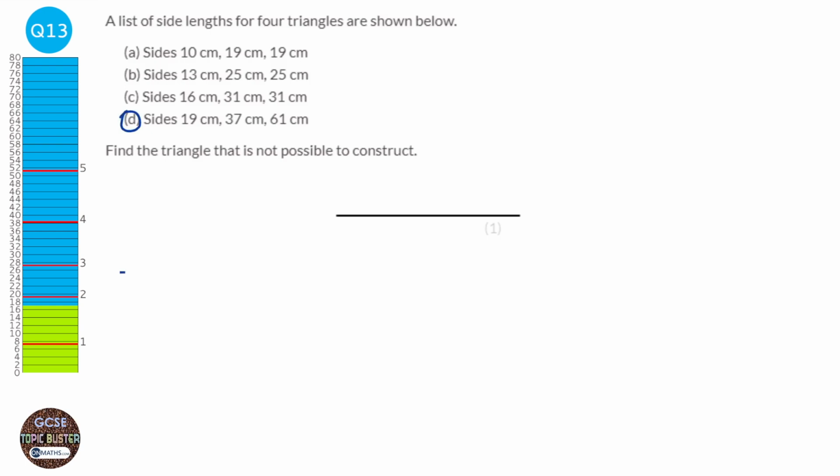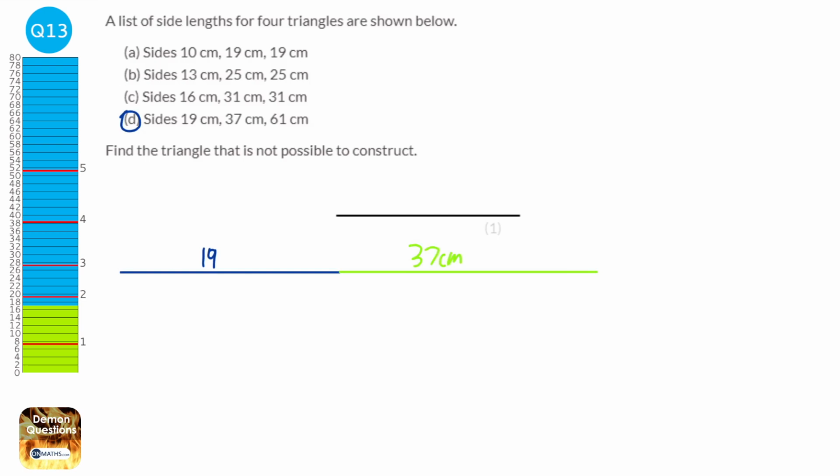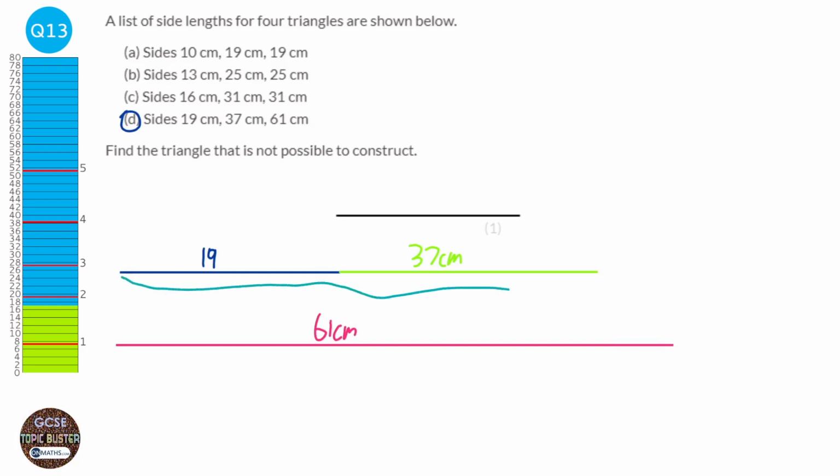So we're going to start off with our first stick, which is 19 centimeters. Then we're going to do another stick, which is going to be 37 centimeters. And we've got one last stick, which is 61 centimeters. Now, looking at the first two sticks, the combined distance of them, when we add them together, 19 centimeters plus 37 centimeters, is 56 centimeters. So that's the combined width of them.